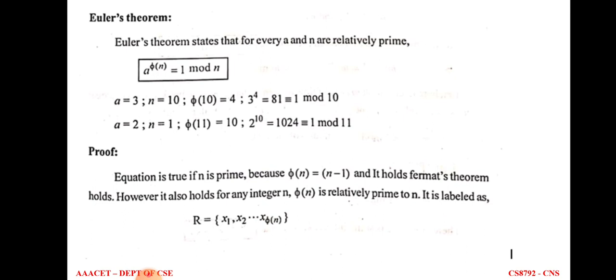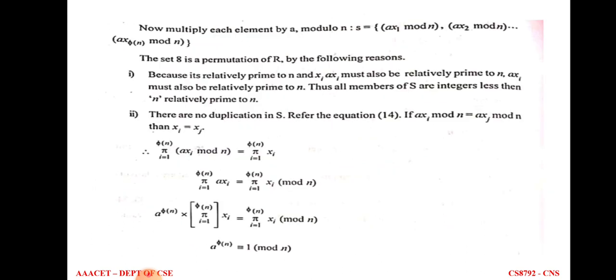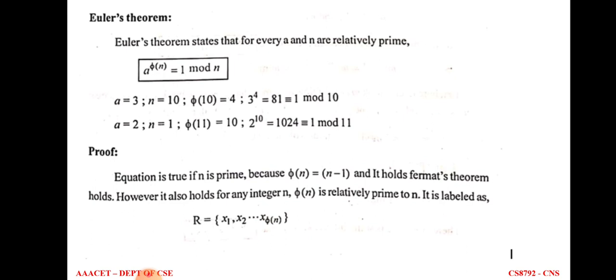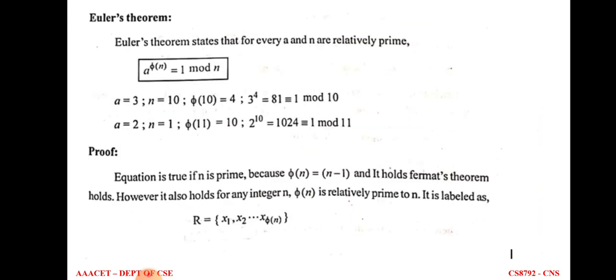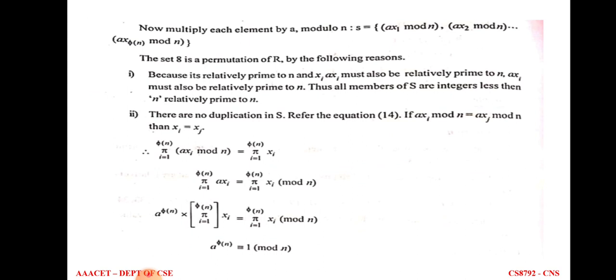So the first term x1 is multiplied by a mod n, so we are getting a x1 mod n. The second term x2 is multiplied by a mod n, so we are getting a x2 mod n. And the last one is x phi of n, so we are multiplying by a mod n, so a x phi of n mod n. So this equation is multiplied by a mod n, so we are getting S is equal to a x1 mod n, a x2 mod n, up to a x phi of n mod n, right? So in the below part, this is the proof concept.